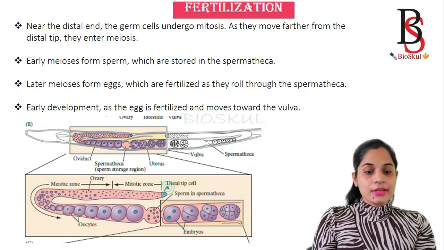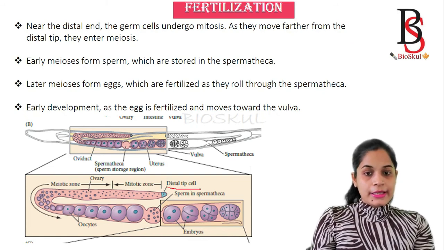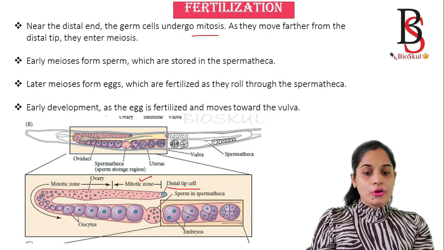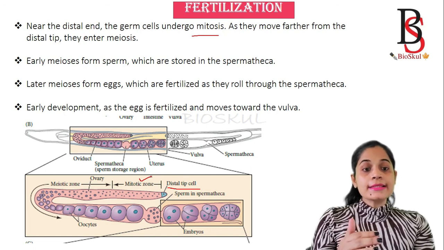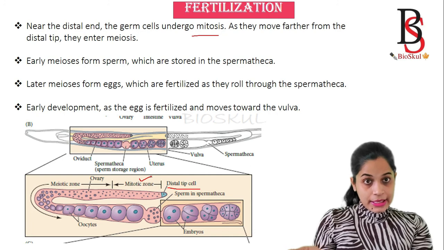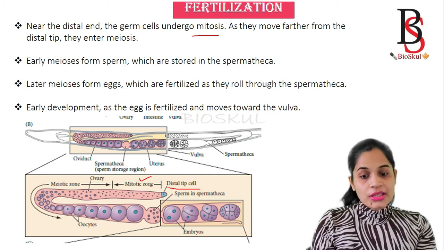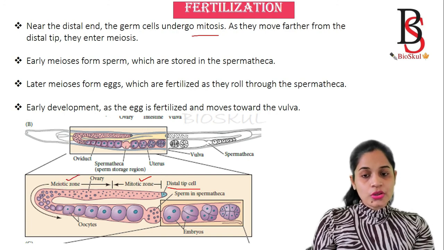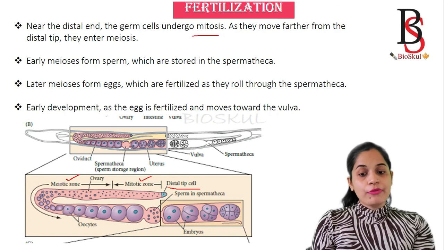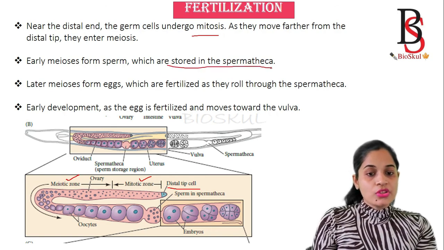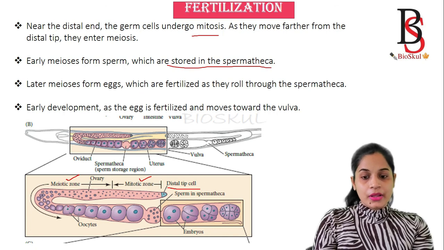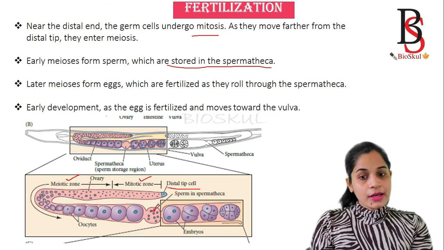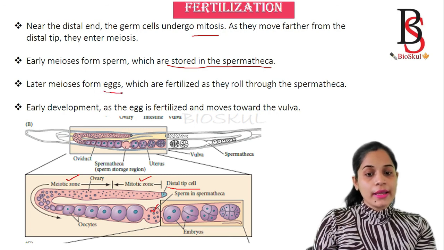This is the distal end of the C. elegans, where the germ cells undergo mitosis. As they move further from the distal tip, they enter into meiosis. First it enters mitosis, then the meiotic zone. Early meiosis forms the sperm, which are stored in the spermatheca. Later meiosis will form the eggs.